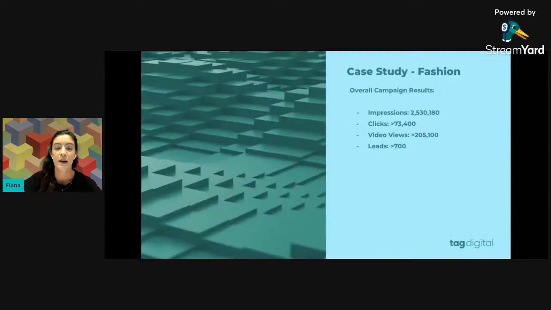Then we've got a snapshot of one of the case studies that we've recently finished for Informa Fashion. You can see there were some really strong results from this campaign, with over 700 leads and over 205,000 video views, which was really great to see. Hopefully that gives everyone a good overview of what Audience Extension is. And now we'd like to introduce Rick, and we can move on with the rest of the session.